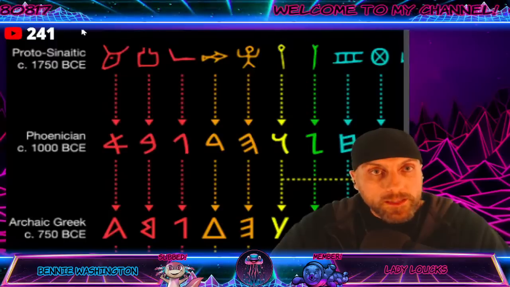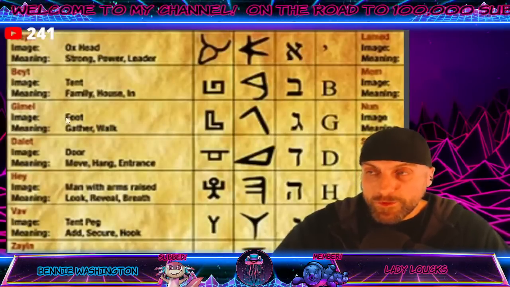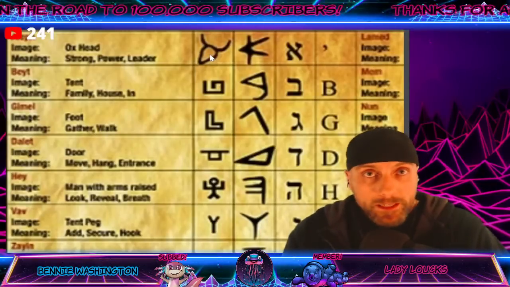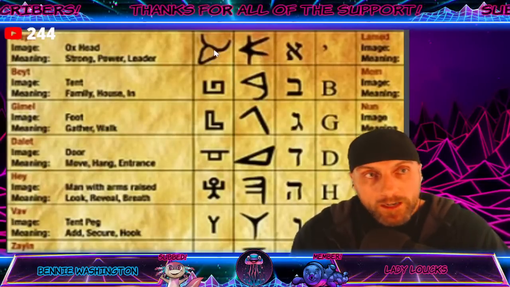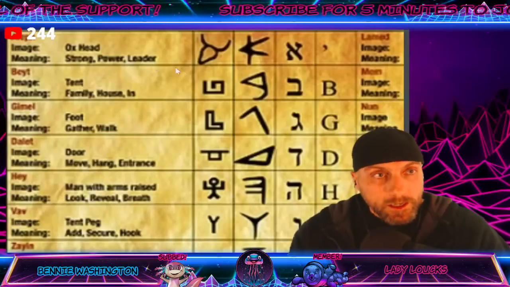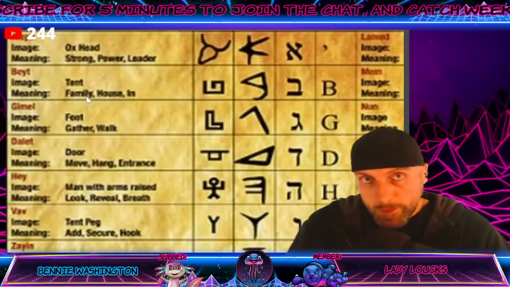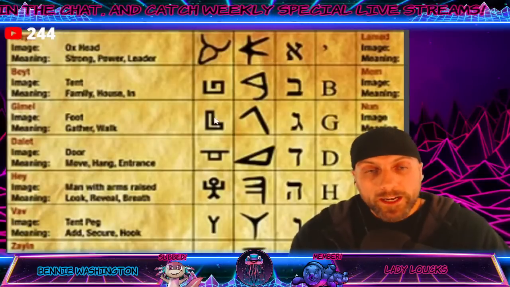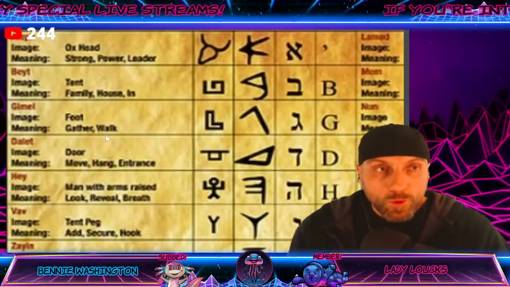So let me talk about that one for just a bit. Here we are, Gimel, it means foot. Over here you can see it's kind of blurry, but it says foot, gather, walk, and all of these letters or all of these pictures could mean different things. That's why they had to add more letters to it to give it context, right? So for example, the ox head or the A, right, could mean strong, it could mean power, it could mean leader. Beit, which is house, could mean tent. It could mean family because families live in houses. It could mean house or something that is inside of. And then this one right here could mean foot, gathering, walking, and other things people do with their feet.